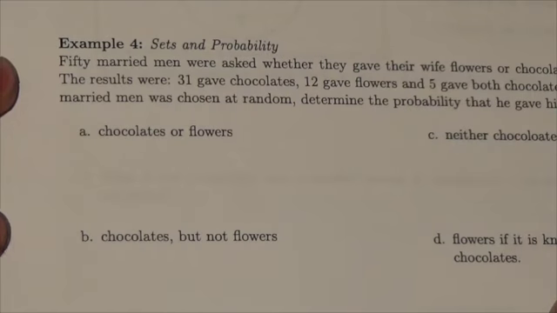Hi everybody. This is the IB probability and set theory package. This is example 4 in the section that's primarily about set theory.